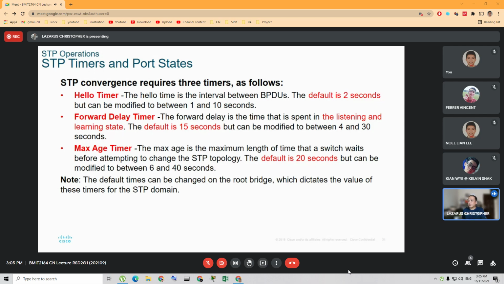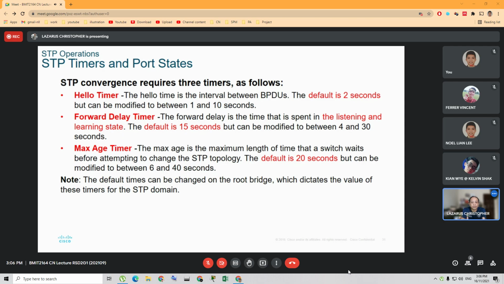Okay, STP timers and port states. So we look at STP timers first. This is the timing required because you cannot flood the network with the BPDUs, right? So how do you know when to send? Because working on layer two, layer two does not have the transport layer. A switch is not supposed to reach the transport layer, so there's no acknowledgement, right? So you cannot flood the network.